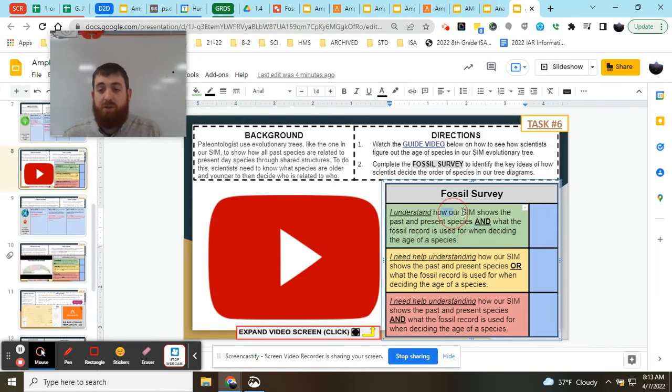So that's how our SIM shows past and present species based on the order of them in our evolutionary tree. And that's the fossil record we use for when deciding the age of our species.